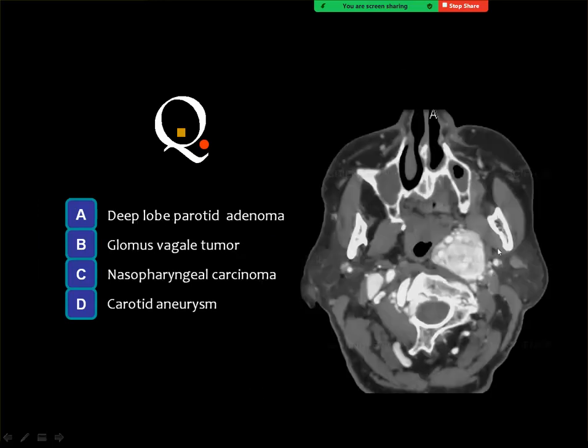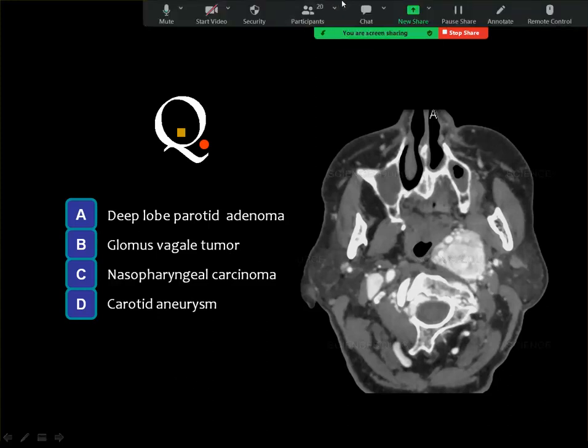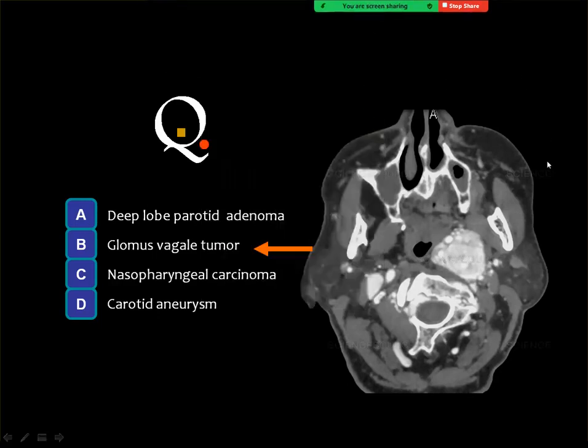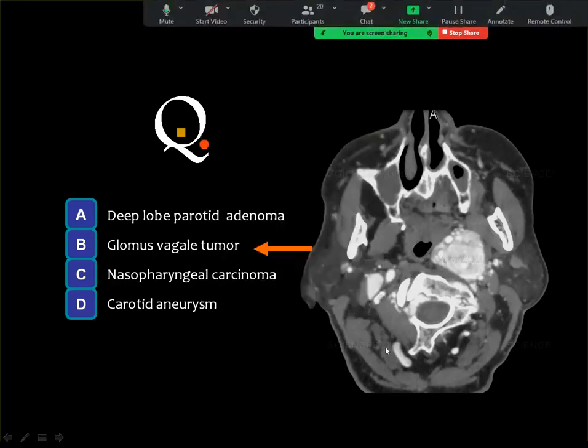A lesion in the parapharyngeal space, and this is deep lobe parotid adenoma, glomus vagale, nasopharyngeal carcinoma, or carotid aneurysm. Yes, and this is glomus vagale. Yes, the answer is right.